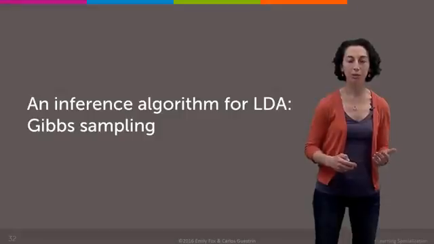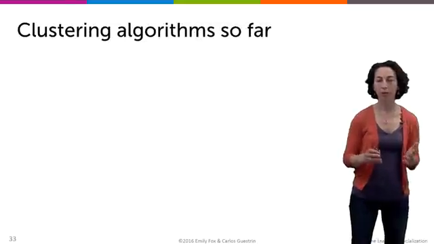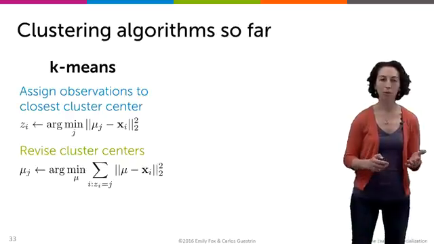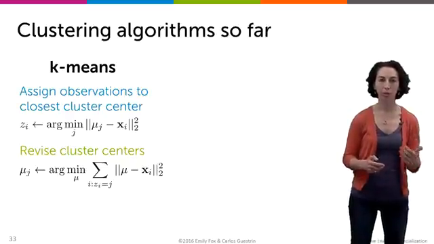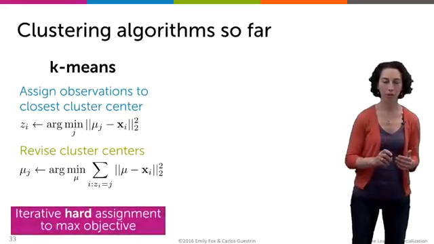Let's now describe a specific algorithm we can use for inference in our LDA model. An algorithm we're going to cover is called Gibbs sampling. Recall that for the clustering task, we focused on two different algorithms. One was k-means, which iterated between the following steps, where we're making hard assignments of data points to clusters.